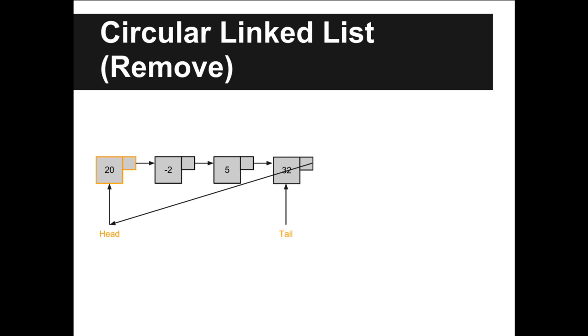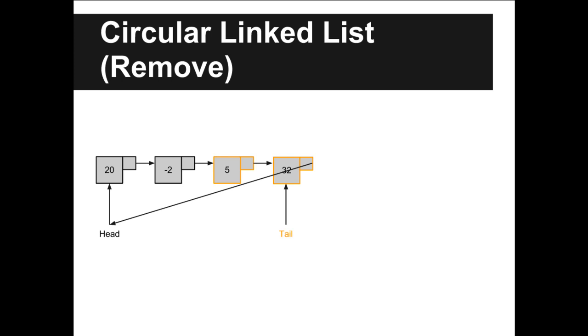So we're gonna check the node that we're seeing right now against the tail. So is the node 20 equal to whatever is at the tail? We say no. So we're gonna move on to the next element, which is -2. Is -2 whatever we have at the tail? No, it's not. So we're gonna move on to the next element, which is 5. Is 5 at the end of our linked list? We say no. We go to the next element and we see that 32 is whatever the tail is pointing at.